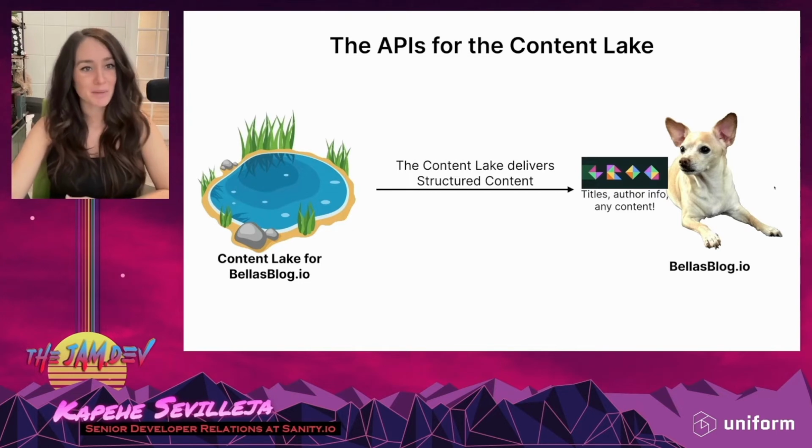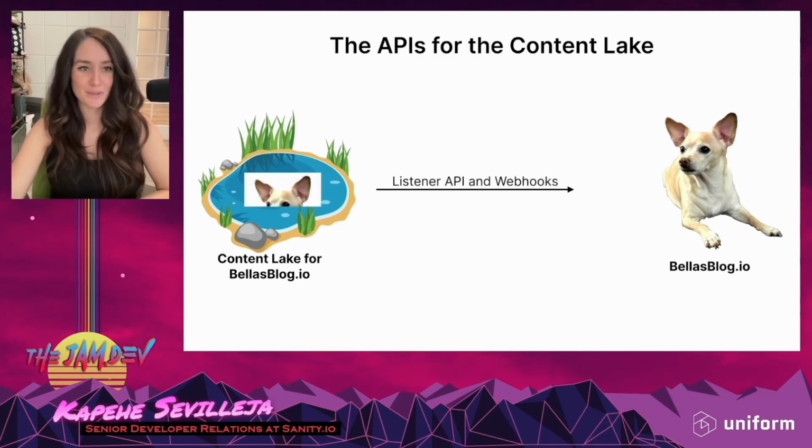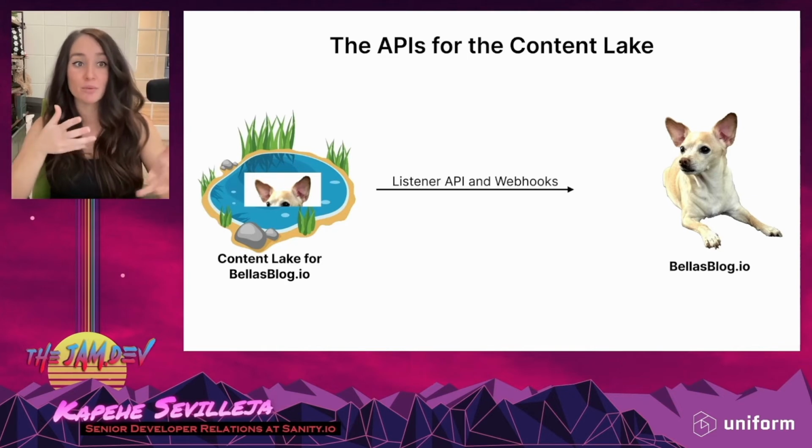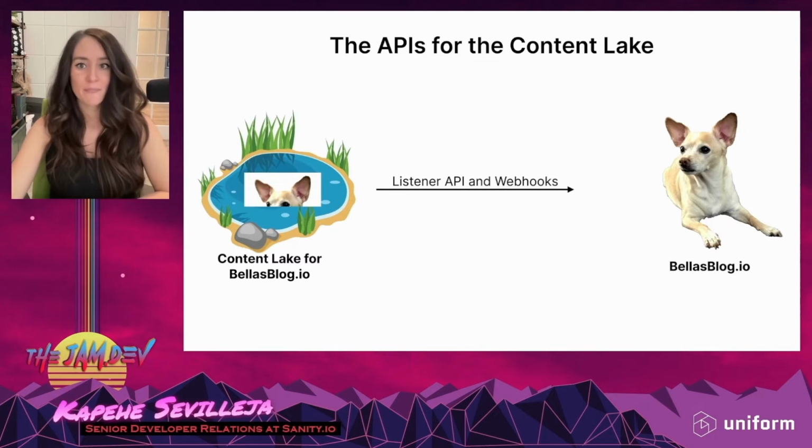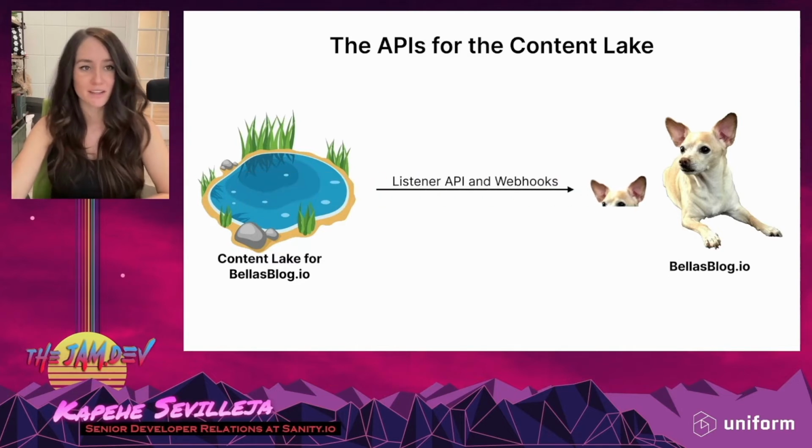Sometimes Bella is going to want to know when something has changed in the content lake. So let's look at a specific situation. Let's say Bella has a webhook set up so that whenever someone leaves a review on one of her treat reviews, she gets a Slack message. There are webhooks that you can set up that do just that. Or with the Listener API, every time a change is typed into the Sanity Studio by any of the teammates, the content lake is always listening and updating as well.